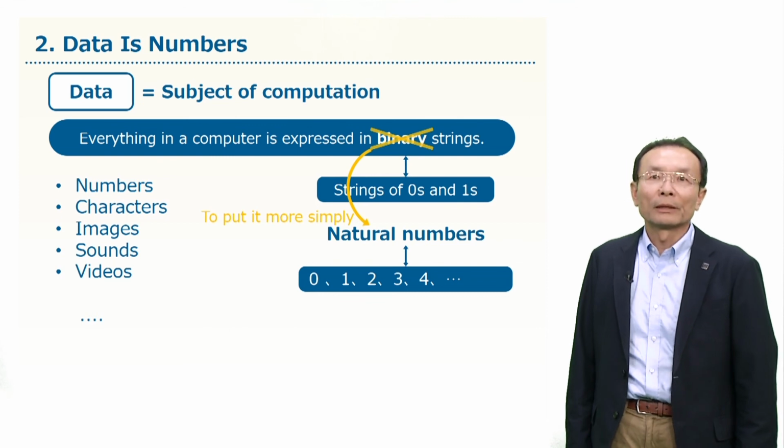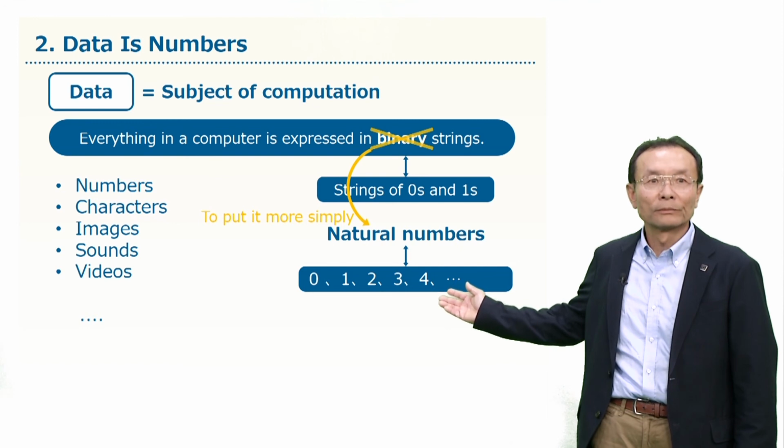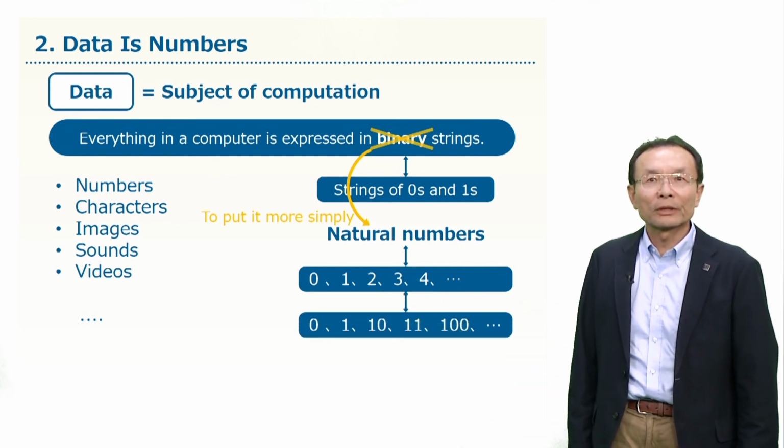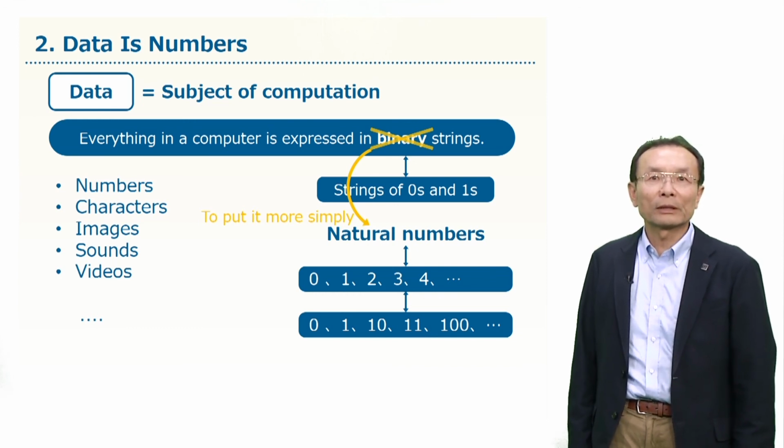To put it more simply, data is numbers, not strings of zeros and ones. To put it more precisely, consider them as natural numbers starting from 0. We just mentioned natural numbers can be represented in binary, so they correspond exactly to the strings of zeros and ones. Therefore, in the future in this course, in order to simplify things, please think of data as numbers here.